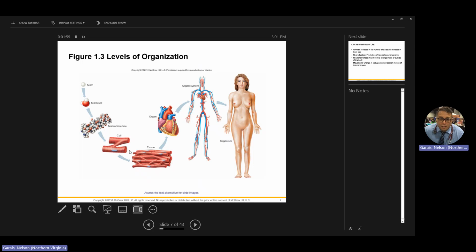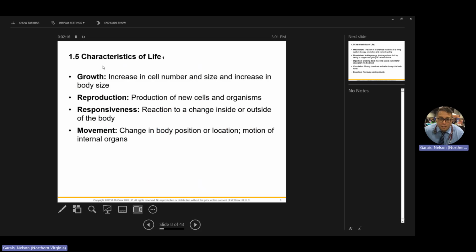A bunch of cells that are glued together form tissues. Tissues make an organ, and organs get grouped together in things called systems. And of course, all of that makes an entire organism, which is the whole human being. Know the terms of the characteristics of life. Growth versus development. Growth is the increased number and size of cells. Development, we'll talk more about that in week 5.